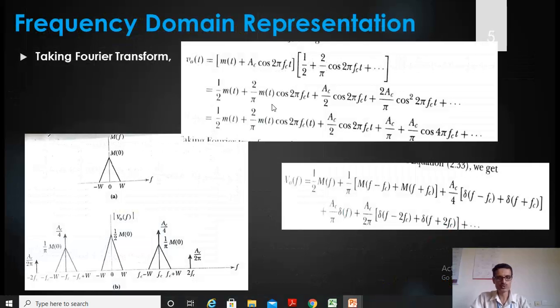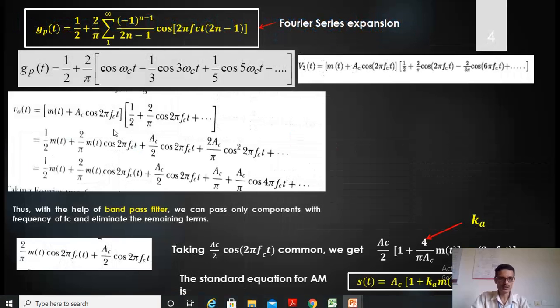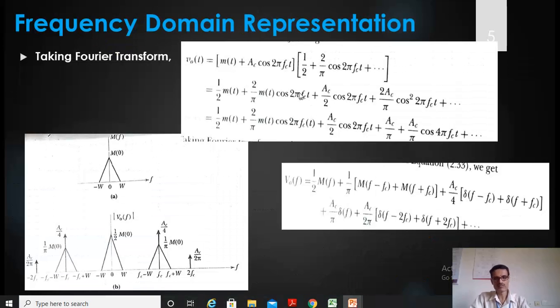So I take a Fourier transform of this equation, whatever I have got earlier. Same equation which I have got here, right? This is the equation. So now if I take a Fourier transform of this equation one by one, the first term is half m of t, so it is half of m of f, right? Here m of t is multiplied by cos 2 pi fct, that means in the frequency domain, m of f should be shifted by fc. So what we get, it is 2 by 2 pi because it is half of something, so that 2 cancels, 1 by pi, m of f minus fc, m of f plus fc. This is the term I get because of this term in the time domain.